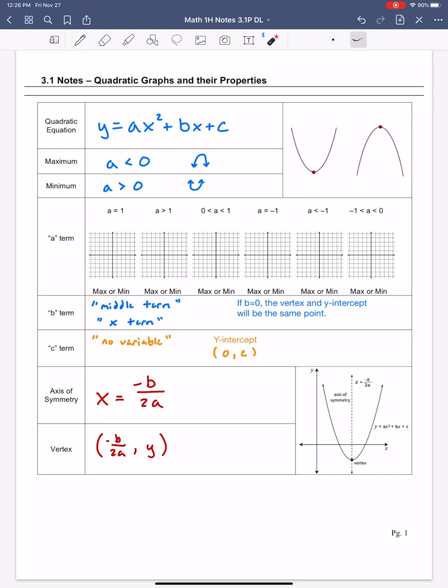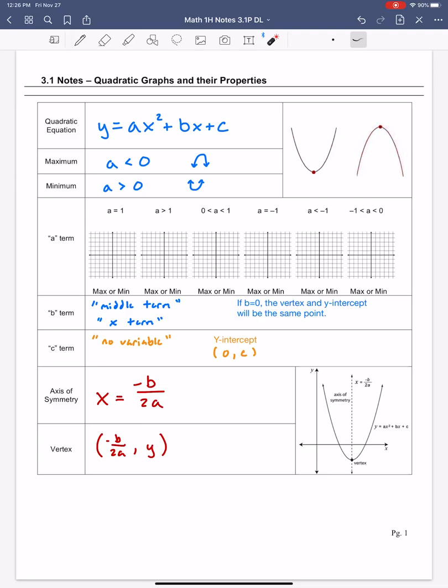Quadratics, we've seen them before, we just haven't graphed them. Just a reminder, quadratics means that our largest exponent is 2. So in this case, we've got x to the second power. That tells me I'm going to have a quadratic equation, which means that it's going to look like this U-shaped graph, which is called a parabola.